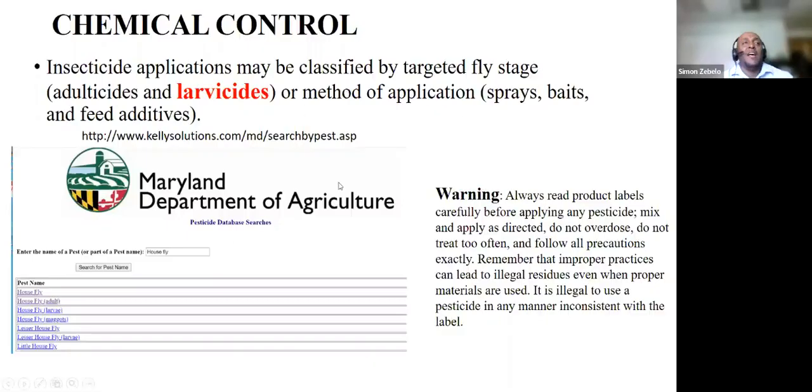It can also be a kind of food that has pesticide on it, or other types. Some pesticides are also classified based on the way they can be applied. Some of them are spot spray or space spray. Some of them are baits, and some pesticides are feed additives. So what are the pesticides which are registered in Maryland?